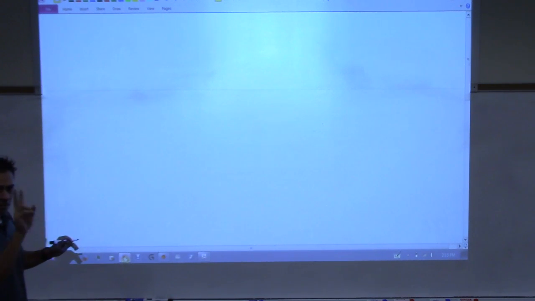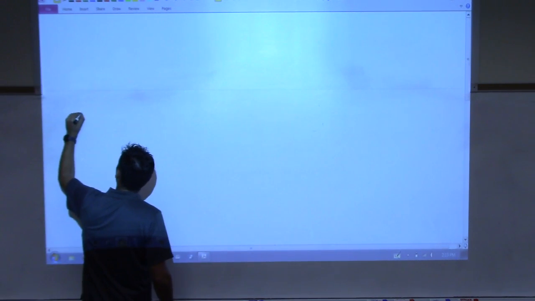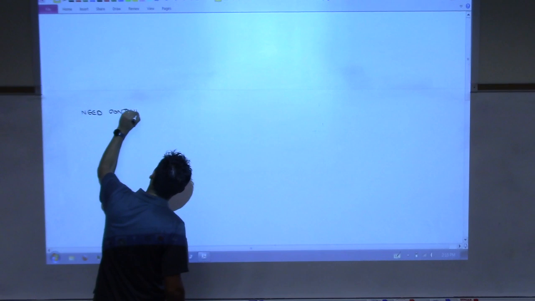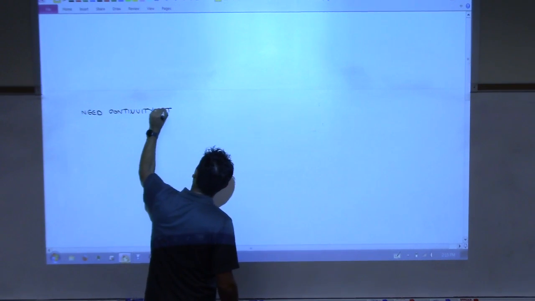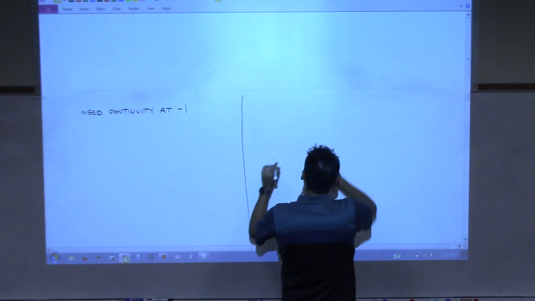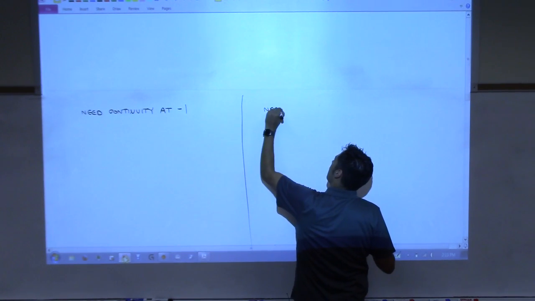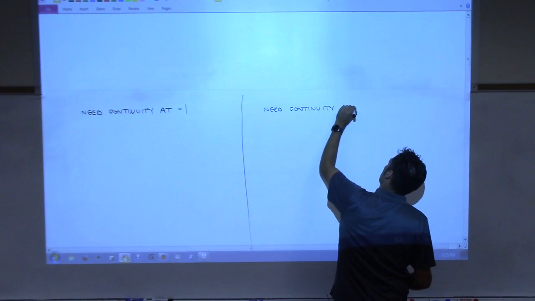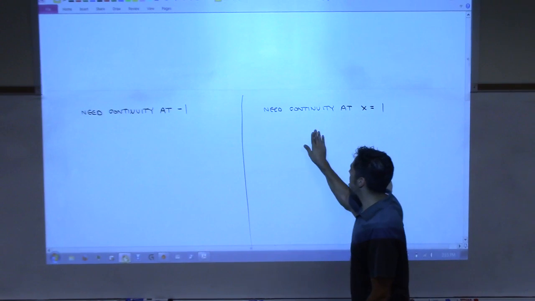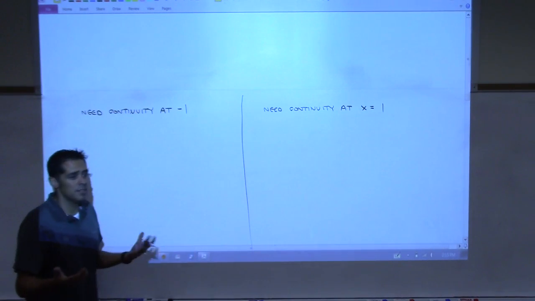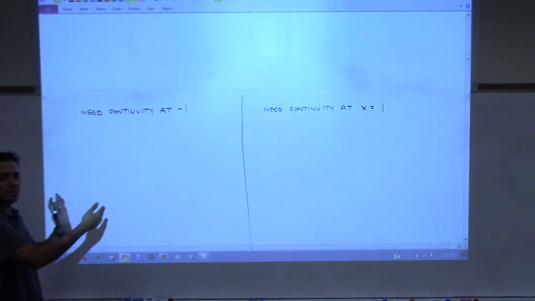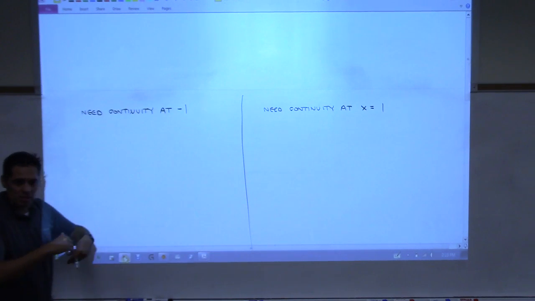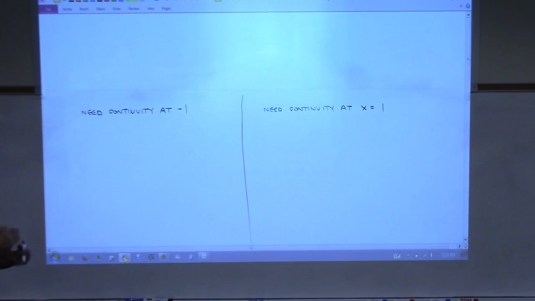I need two things, right? First, I need continuity at -1, and then the other thing I need, continuity at x is 1, right? That's what I need. If I have those two things, then this should be continuous, because to the left it's a parabola, that's continuous. In the middle it's a line, that's continuous. On the right side it's a rational function, which is continuous. It's just a matter of pasting them together.